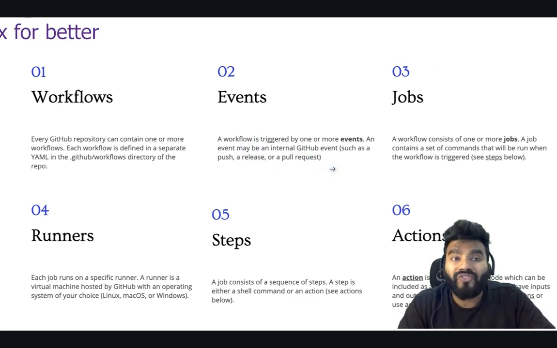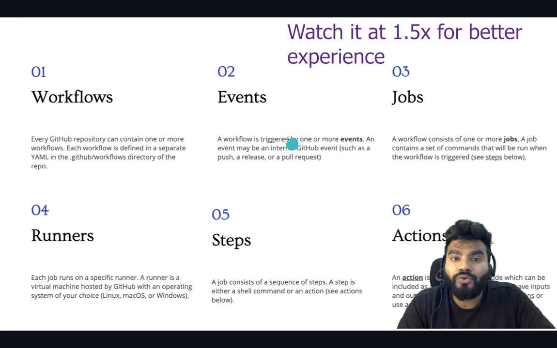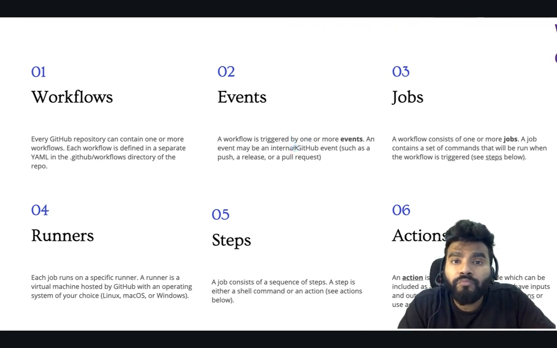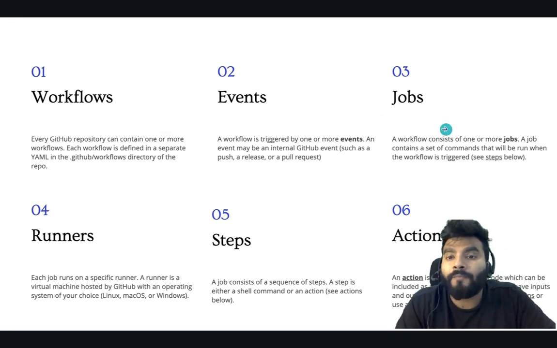Like, in order to trigger that pipeline or workflow, you need to have some sort of events. When do you want to trigger it? When you push a code, when you raise a PR, when somebody merges the code, when do you want to trigger this workflow? This is given by events. You tell when do you want to trigger this workflow, on a PR or on a commit. Then you've got job, which a workflow can consist of multiple jobs, and job contains a set of commands that will be run when the workflow is triggered.